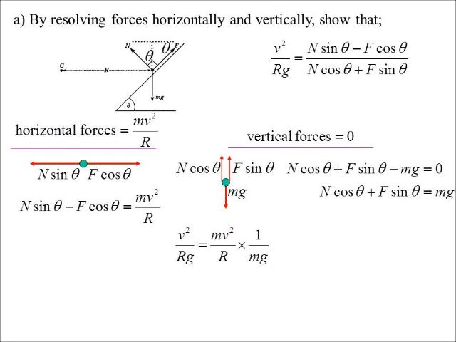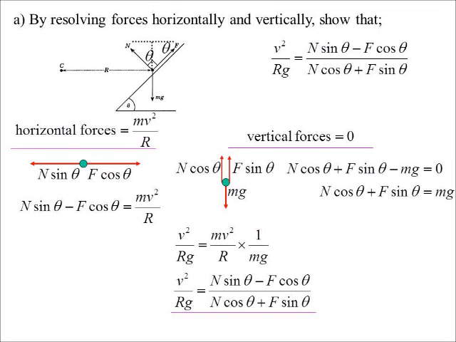I did this an incredibly long way, and I have no idea why I did it this way, because in hindsight, it's really stupid. I said, well, v squared on Rg I could rewrite as mv squared on r times 1 on mg, and well, mv squared on r, sort of backwards to what really, I should have started with the right-hand side and just substituted in, and I would have got the answer. But anyway, it looked horrible, but once you resolve your forces, it comes out quite nicely.